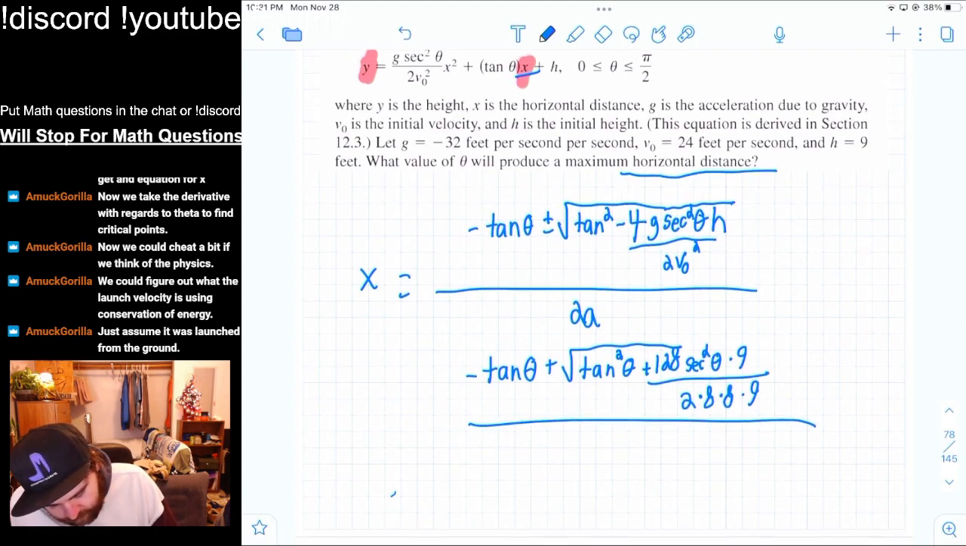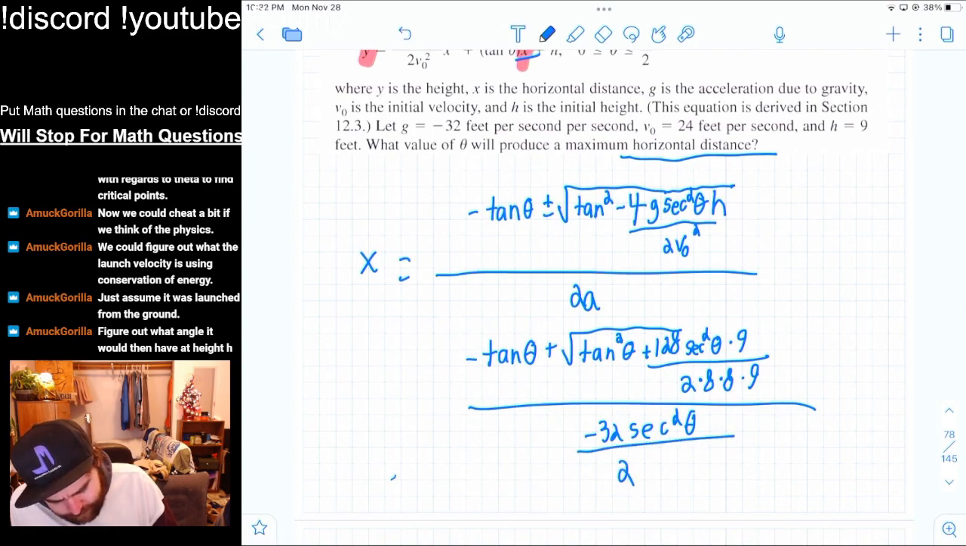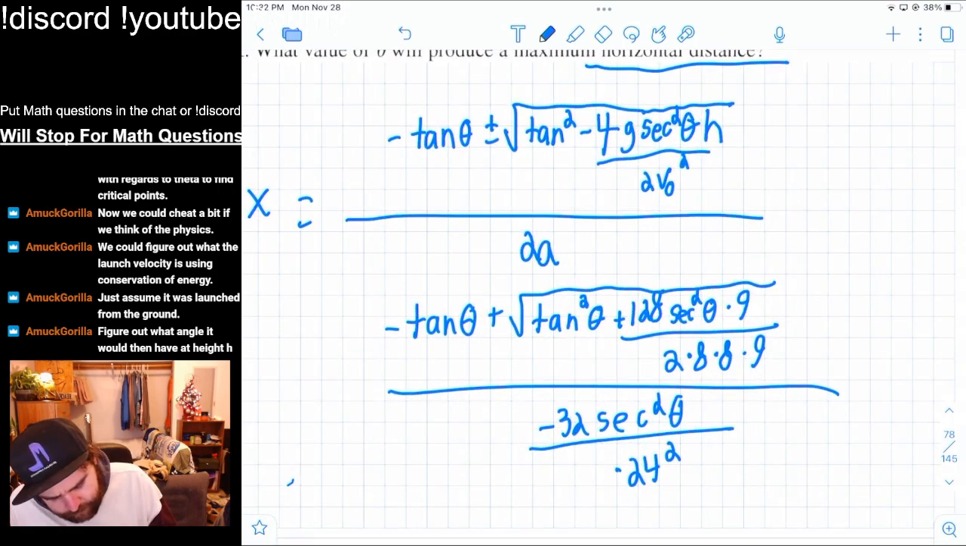So I guess those 2's cancel. So you end up with negative 32 secant squared of theta over 2. I canceled out the 2. So times 24 squared. That's brutal. Except what is nice, was very nice actually, is all of those cancel out. And so you're just left with tan squared plus secant squared.